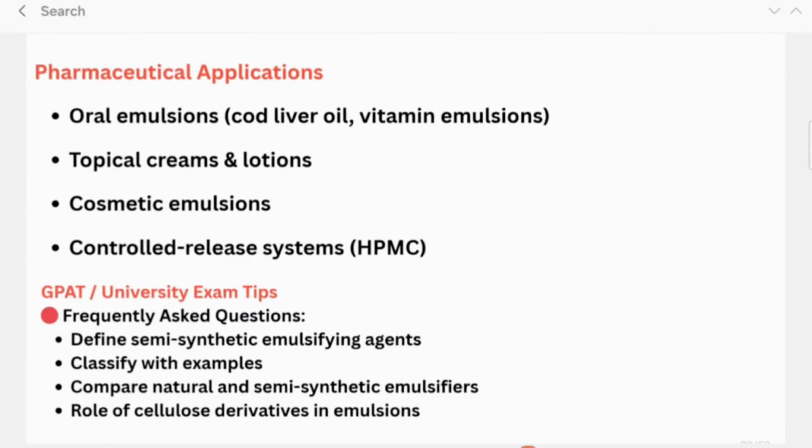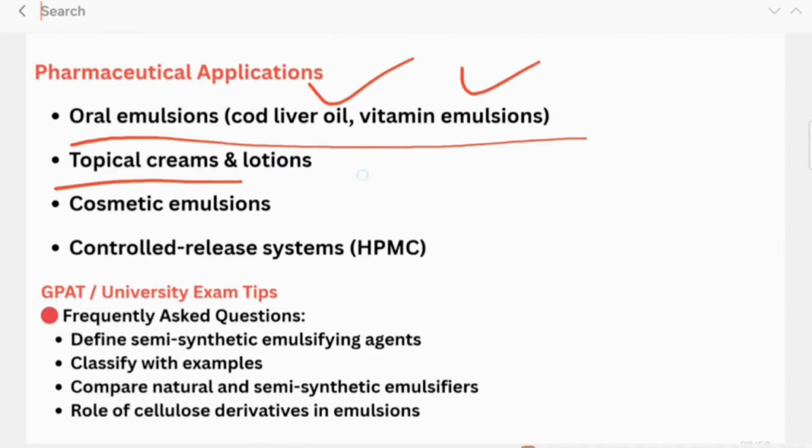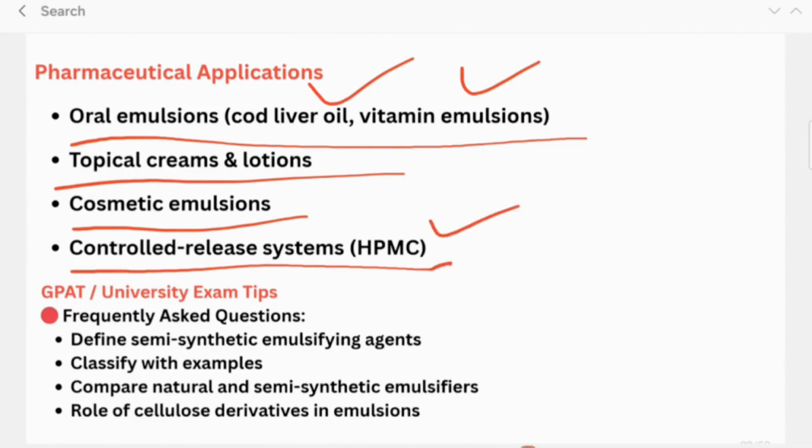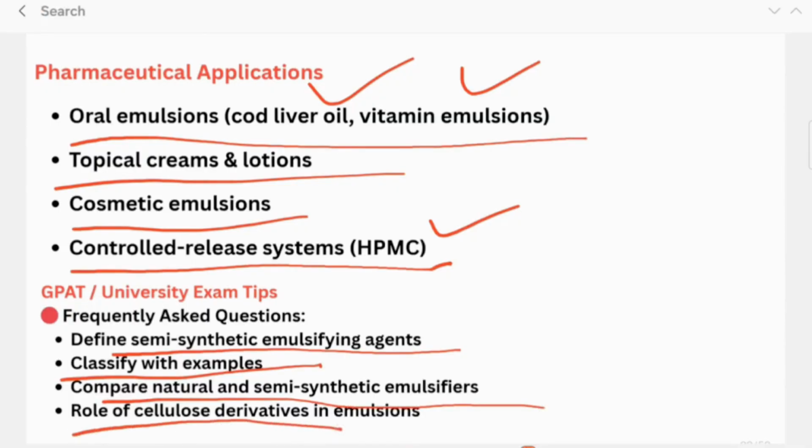Now pharmaceutical applications. They are used in the preparation of oral emulsions like cod liver oil and vitamin emulsions, topical creams and lotions, and cosmetic emulsions, and HPMC is used in controlled release systems. Then you can expect these assignment questions in the examination: define semisynthetic emulsifying agents, classify with examples, compare natural versus semisynthetic emulsifiers, and the role of cellulose derivatives in emulsions.